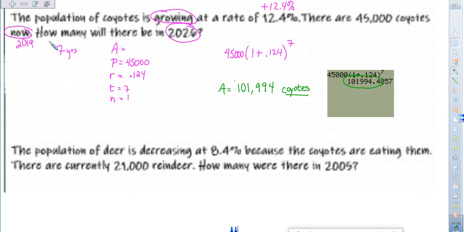So then you plug it all in the formula, and you're just going to work it out like normal. The key that we're going to work with here is we're going to focus on growing versus decreasing. And so when it's growing, our percentage is going to be a positive percentage, and when it's decreasing, our percentage is going to be a negative percentage.